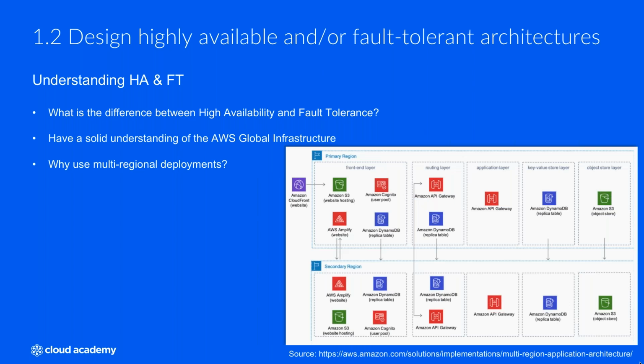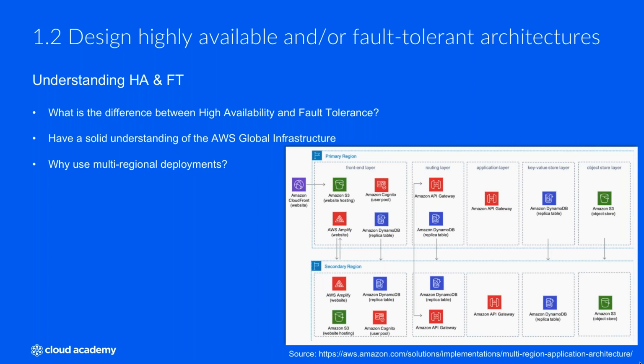Why use multi-regional deployments? There's an example on the screen of a multi-region architecture. There is a lot on there. It's just a graphic to show that there's a primary region and then there's a secondary kind of failover region as well, or there might be active. But why use multi-region deployments?